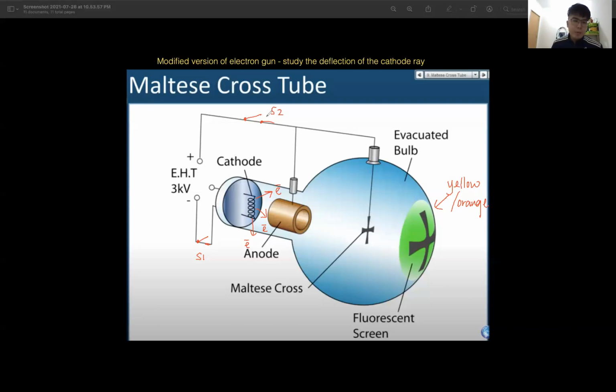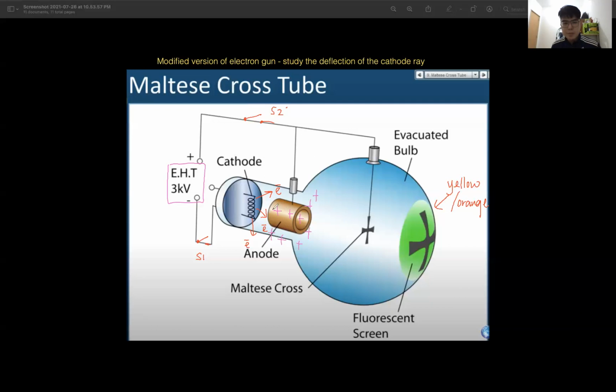Now that is when switch 2 is open. What happens if I close switch 2? Electricity passes through the anode and charges it up. The anode becomes positively charged, plus, plus, plus, and it's a very high voltage, 3000 volts.